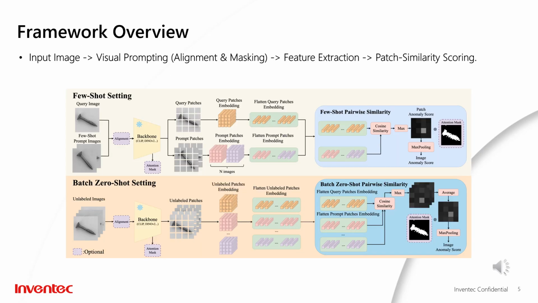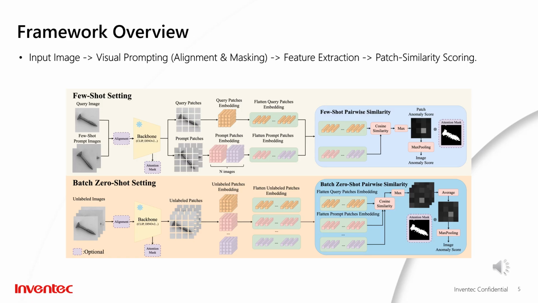This slide details the architecture of PatchEAD. We designed it to handle two distinct settings, few-shot and batch zero-shot. In the few-shot setting, top, we have a query image, the screw, and a few normal prompt images. First, we apply an optional alignment step to correct rotation. Both query and prompt images pass through a shared frozen backbone, like DINOv2 or CLIP.